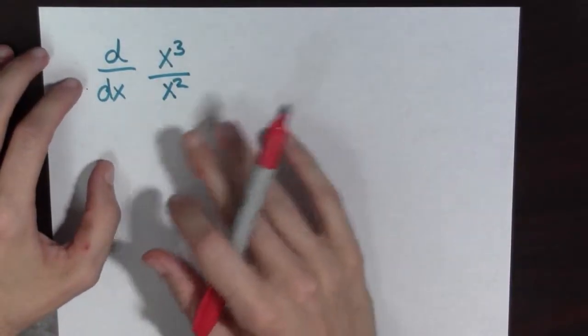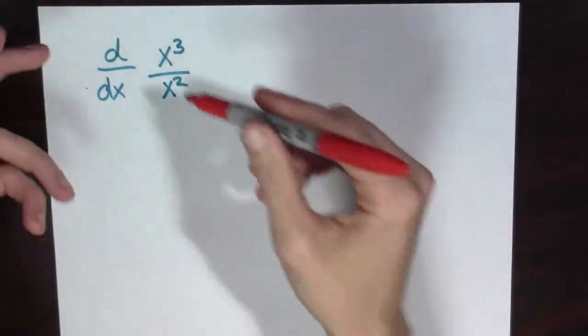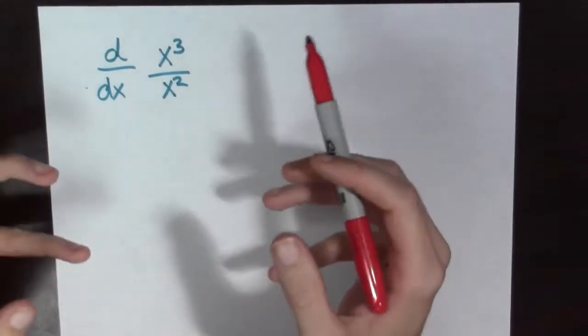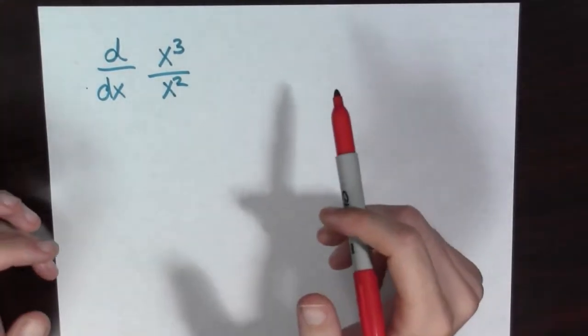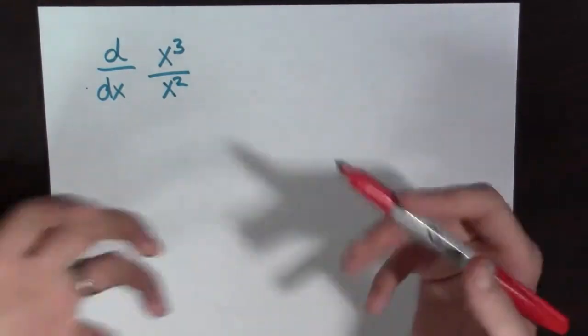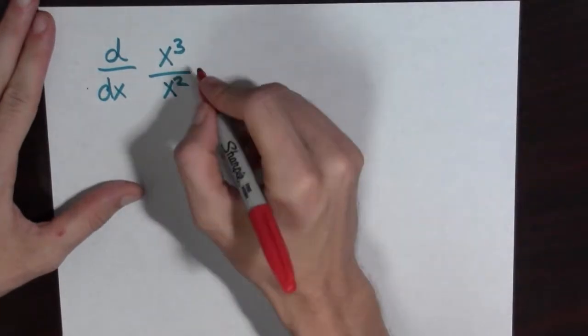So this example is a little different than the ones we've been seeing. If you're thinking about it, you'll see that x cubed divided by x squared, well, that's just x, and the derivative of x is 1. But what we're going to do is use the quotient rule and show that you get the same answer out. So that's kind of cool. So let's go ahead and use the quotient rule here.